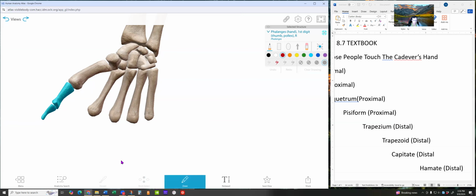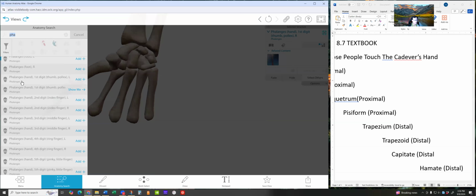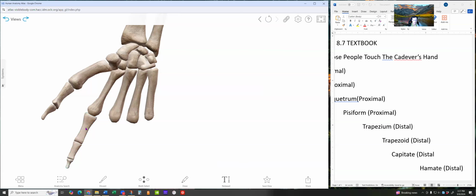So the thumb has two phalanges. Let's go back to anatomy search and add the rest of the phalanges for the rest of your fingers. Okay, so the second one, add that. Okay, so we've got three phalanges there. We've got the proximal, we've got the middle or intermediate phalange, and then we have the distal. Okay, so your fingers, not your thumb, have three phalanges. Your thumb has two phalanges.